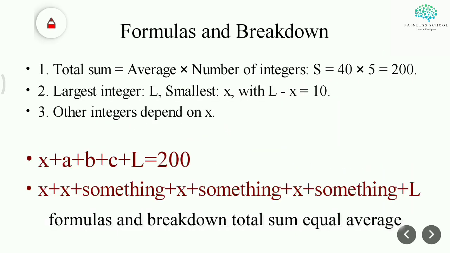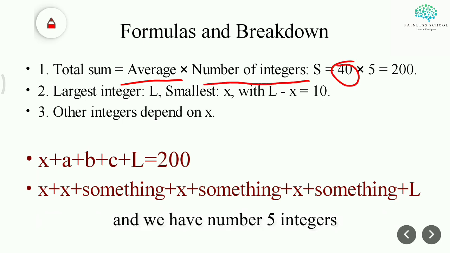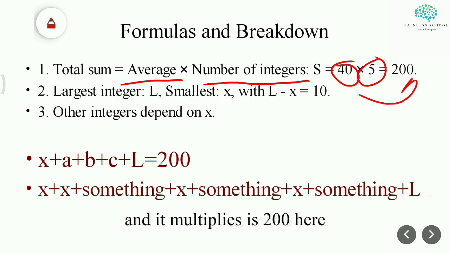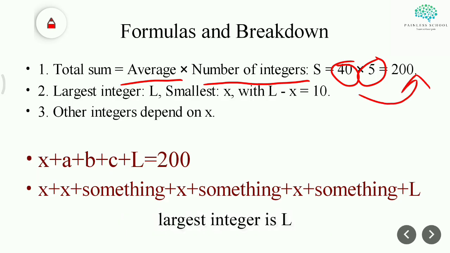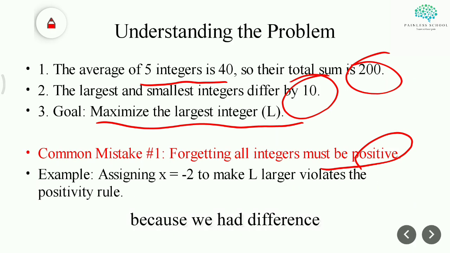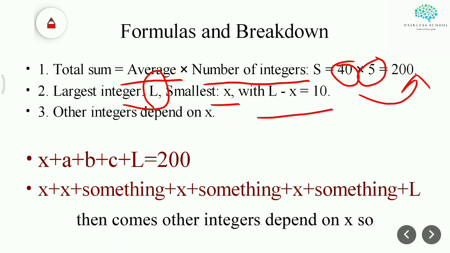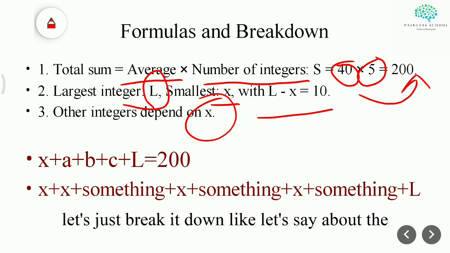Formulas and breakdown. Total sum equals average times the number of integers. So we had average 40 and 5 integers, which multiplies to 200. The largest integer is L and the smallest is X, with L minus X equal to 10, because the difference was 10. Then the other integers depend on X. Let's break it down.